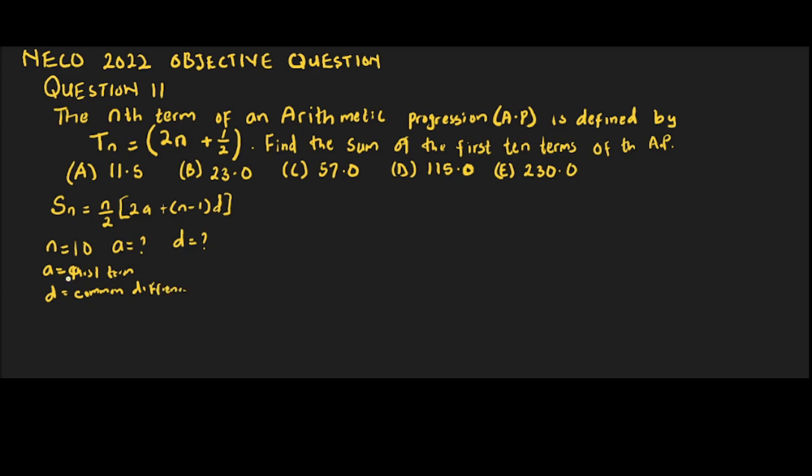Now, how do we get our first term and our common difference? In the question, we are given the nth term, that is, Tn equals (2n + 1)/2. From here, we can get our first term. Our first term is a, and it corresponds to n equals 1. That means we can substitute n equals 1 into this. So we are going to have T1 equals (2(1) + 1)/2.